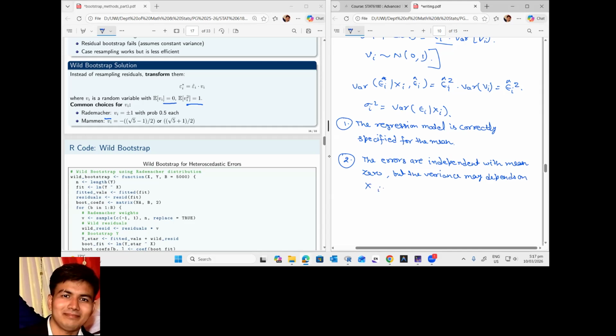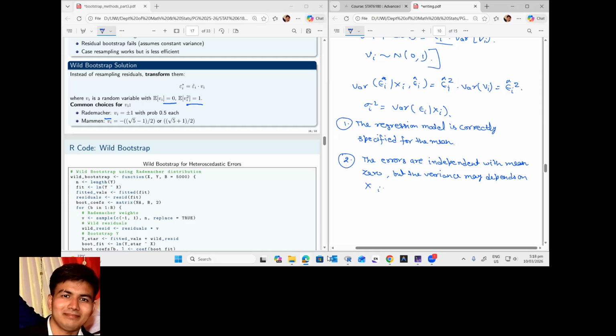There is also a limitation for this model. If the model is misspecified, the residuals are not pure errors, and multiplying them with vi will not correct the bias. The choice of the vi distribution can affect the finite sample performance. So the Rademacher distribution is often preferred for its symmetry and simplicity. All right, this is the limitation for this model.